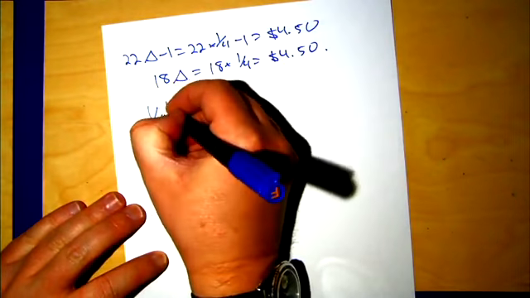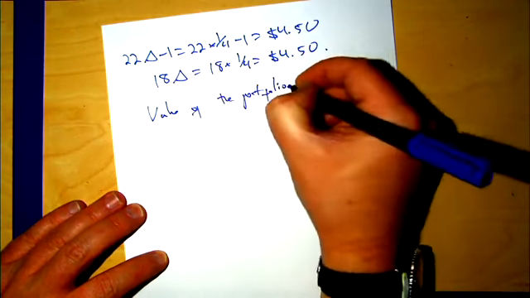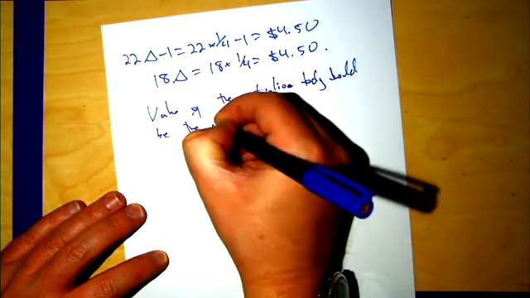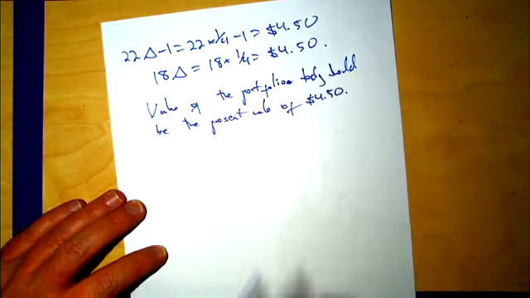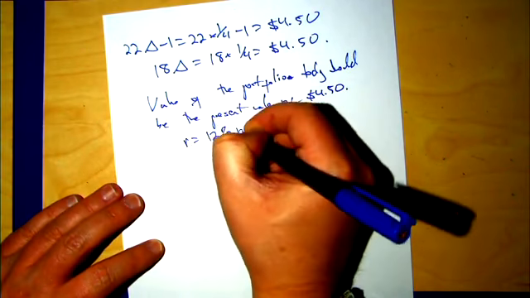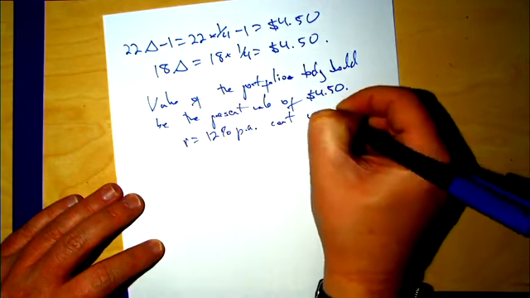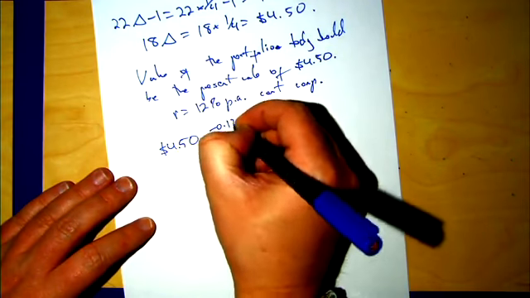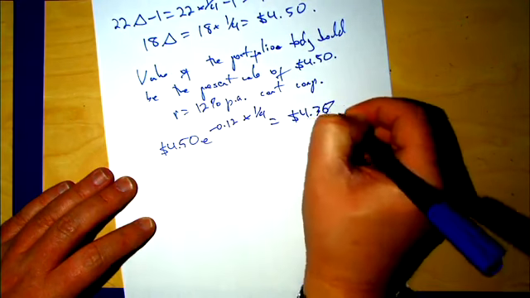So the value of the portfolio today should be the present value of $4.50. Imagine R is 12% per annum, compounded continuously. So $4.50 times e to the power of negative 12% times a quarter gives me 4.367.